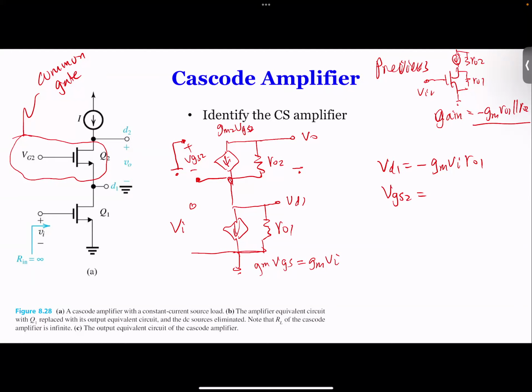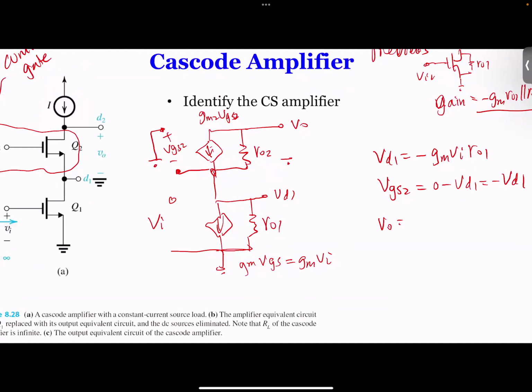So VGS2 is VG minus VS, where VG is ground. So 0 minus the voltage over here, which is the same as the voltage over here. So VGS2 is 0 minus VD1, equal to minus VD1. So VGS2 is this. Now we calculate VO. You see the top one, you have current going down like this, so that circles through RO2, right?